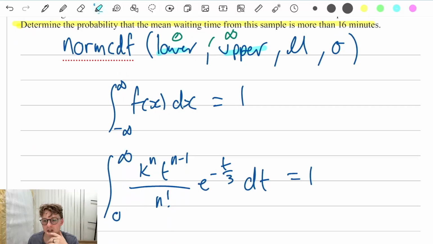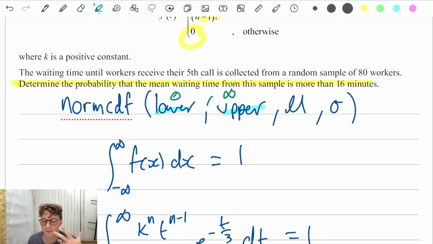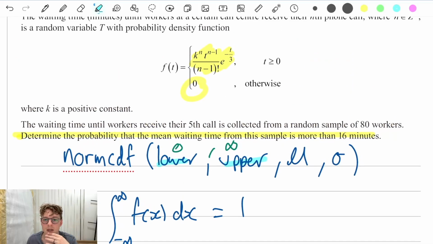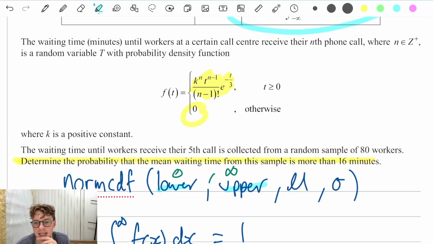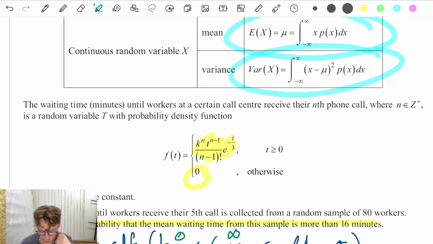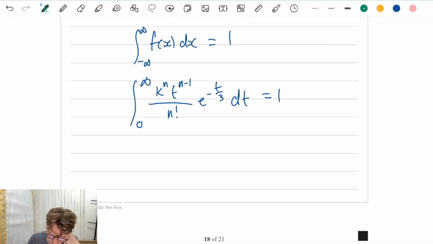We need a bit more information, because I've just got a bunch of things. I've got n, and I need something I can put into my integral here. The waiting time until workers receive their 5th call is collected from a random sample of 80 workers. So that's our sample of data, and we're trying to find the mean. I care about when we have our 5th call, and n is going to be the phone calls, the nth phone call. So I'm going to say that n equals 5.